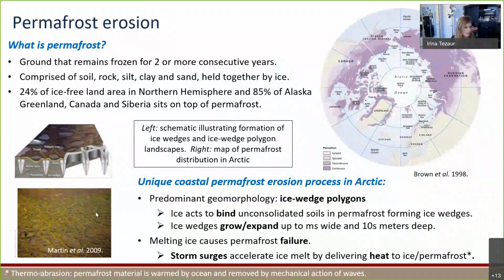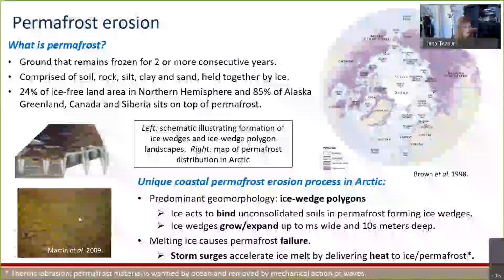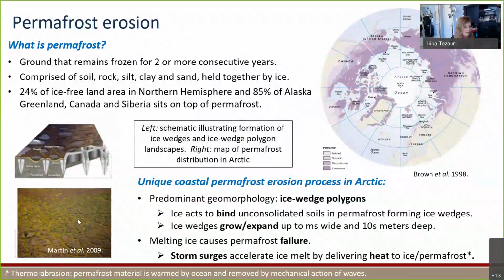And when you look down on the permafrost, if you're flying above it, let's say, here's how it looks. You actually see these polygonal patterns cut out by these ice wedges that you can see marking the boundaries between these blocks. Okay. So with this sort of setup, what ultimately causes the permafrost to fail is the melting of the ice that's holding the permafrost together. Okay.